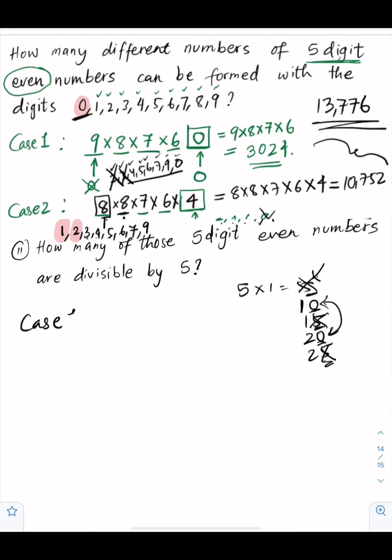You have already done this. Case 1 has even numbers with 0 in the unit place, right? So how many do you have? You have 3024. So this is the answer.